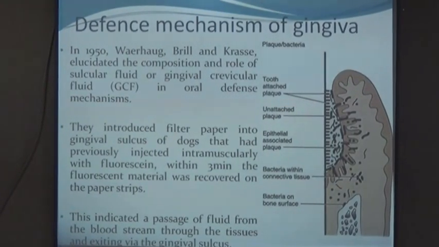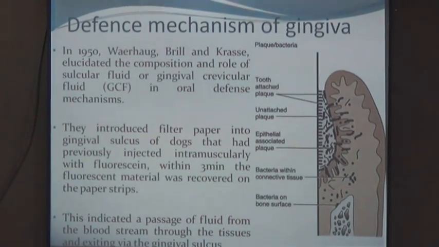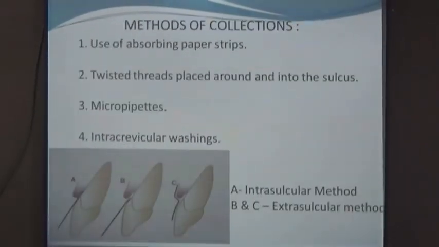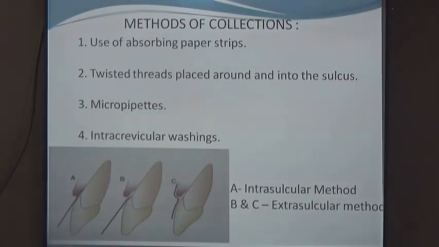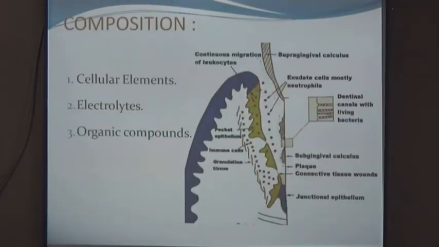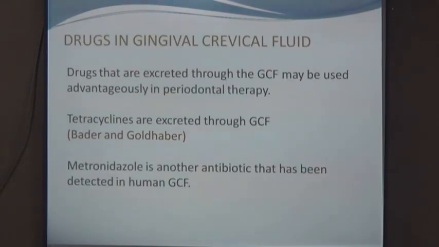See, healthy gums, gingivitis and periodontitis. In periodontitis, the attachment apparatus is involved, and in gingivitis only the marginal gingiva is involved. This is gingivitis and defense mechanism of the gingiva. This is mainly because of the gingival crevicular fluid. And methods: observing papers, twisted strips, twisted threads, micropipettes, intracrevicular washings, and there are two types, intracrevicular and extracrevicular. Composition: cellular elements, organic compounds and electrolytes. Drugs in gingival crevicular fluid, that's more important here.